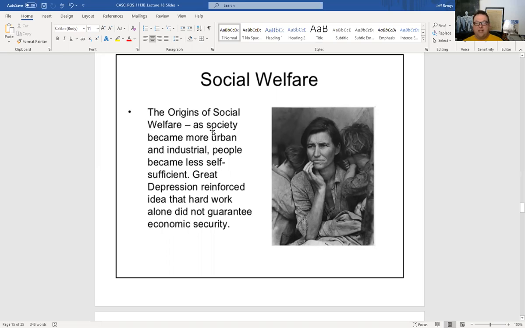Well, with the onset of the Great Depression, beginning in 1929 through the 1930s, and then the double whammy of the Dust Bowl, which basically destroyed agricultural production during that time, a lot of people went into that lower class category of being poor.